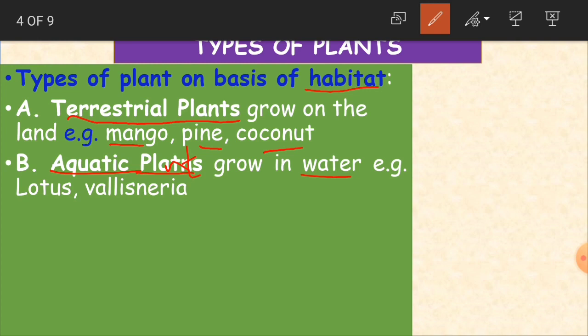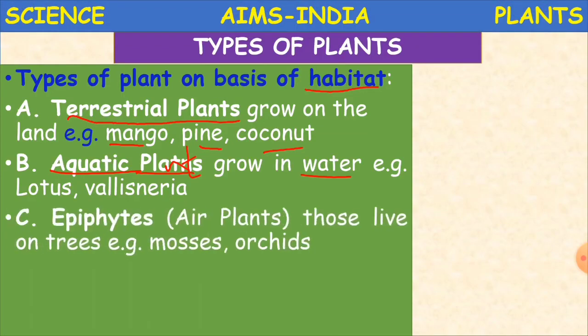Again, in terrestrial plants and aquatic plants, we have different types of plants, but basically we are just dividing them into the main types. One is terrestrial plants, another one is aquatic plants. Those which grow in water are called aquatic plants, and lotus and vallisneria come under this category.